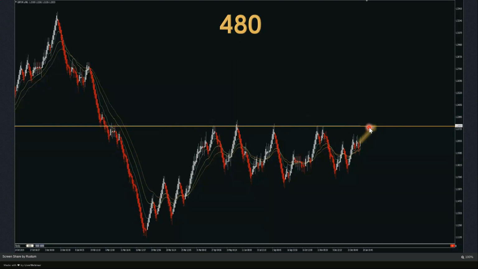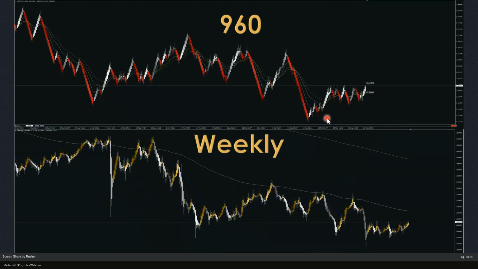The sessions are recorded, but it's also a good idea to take physical notes as we are doing this. So 480 is finding your target. Now, if you can't find a target on your 480, you can go higher up to your weekly or to your 960.